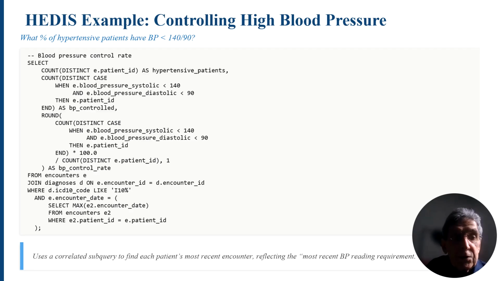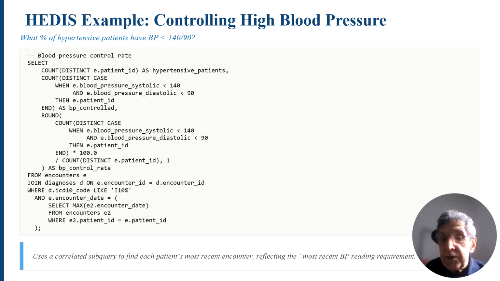Let's look at another HEDIS example, high blood pressure control. What percentage of hypertension patients have a blood pressure below 140/90? So this query starts from encounters, joined to diagnoses, filtering on the ICD-10 like I-10. This is essential hypertension. The count distinct on patient ID gives us the denominator of hypertensive patients.